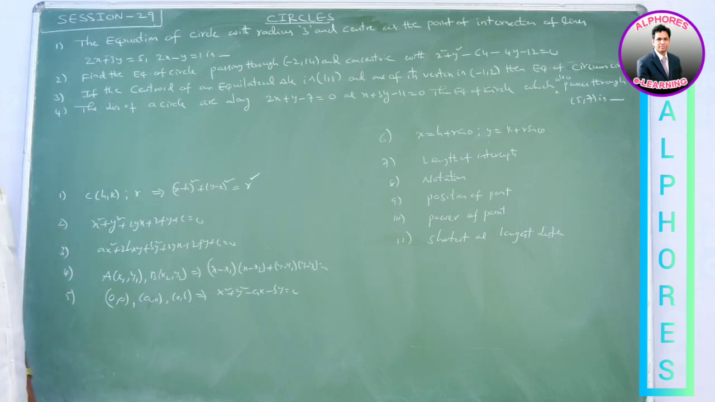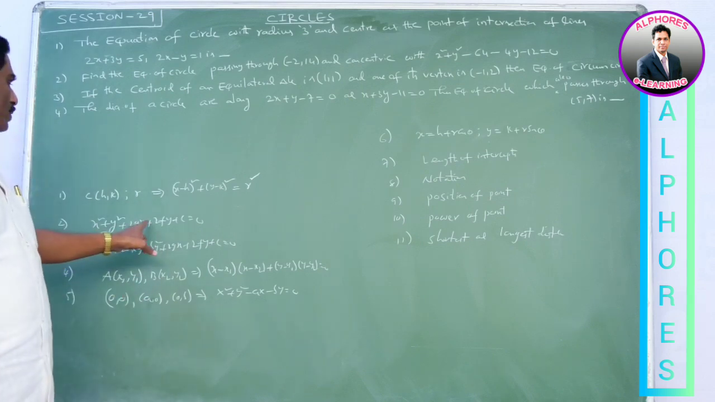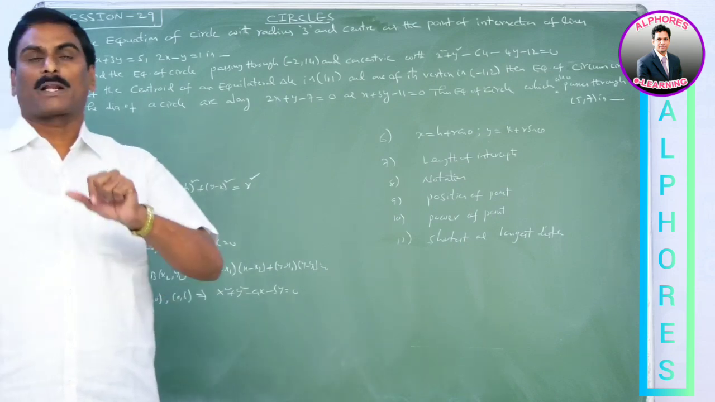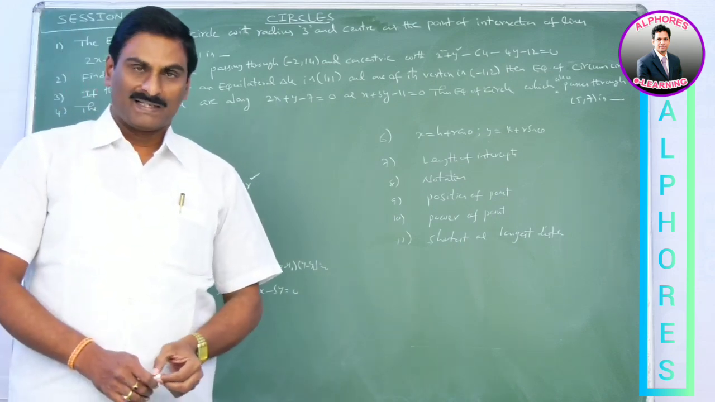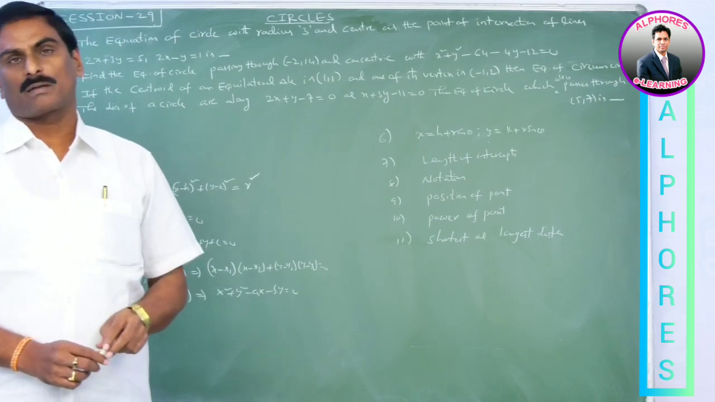Next, the equation of the circle in standard form is x square plus y square plus 2gx plus 2fy plus c is equal to 0. Here g, f, c are parameters, constants. The center of the circle is (minus g, minus f) and the radius is root of g square plus f square minus c.